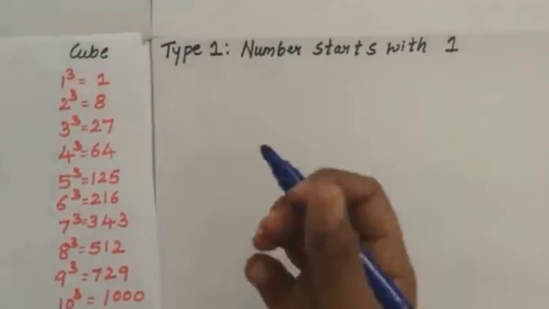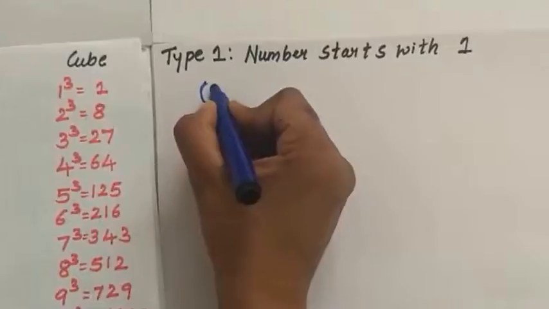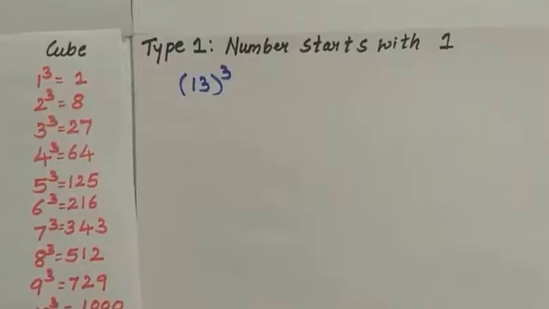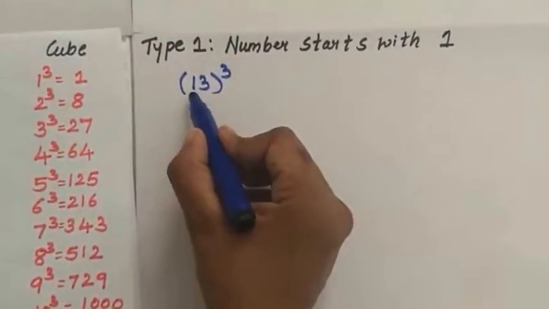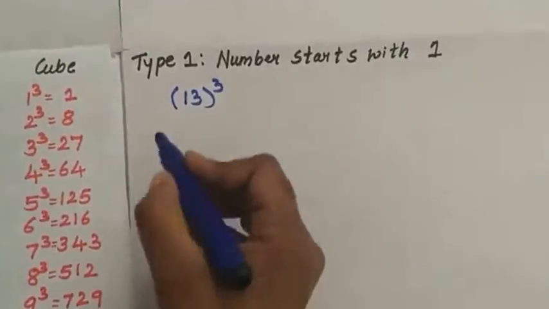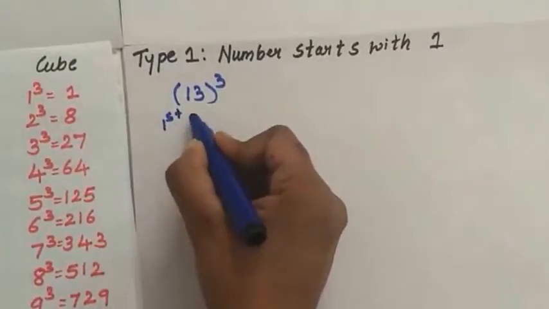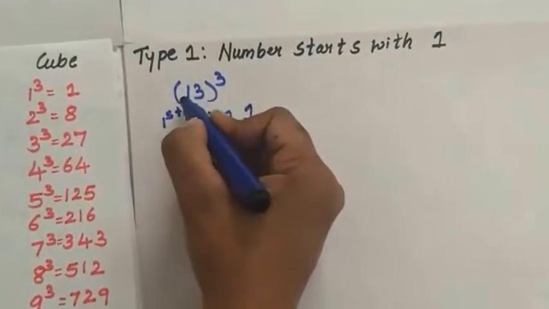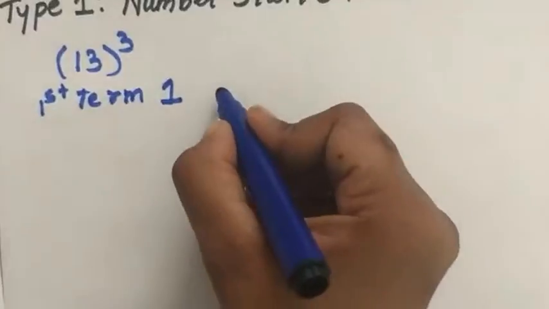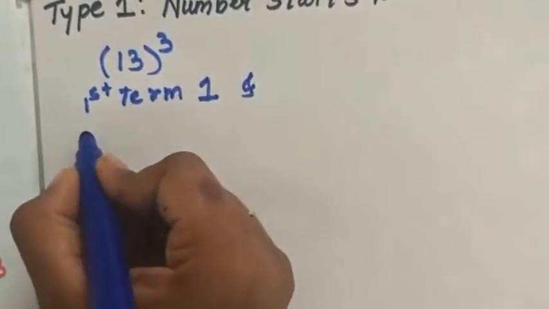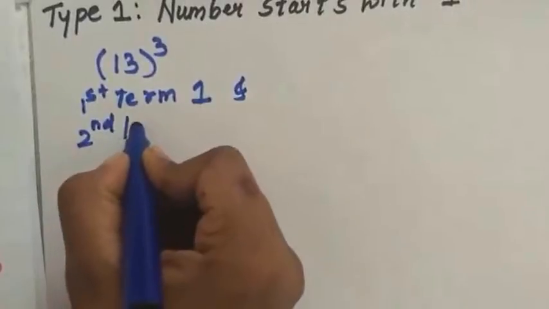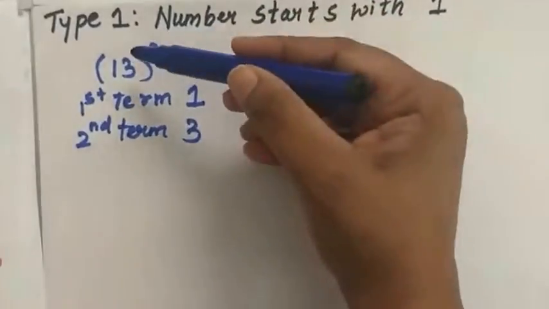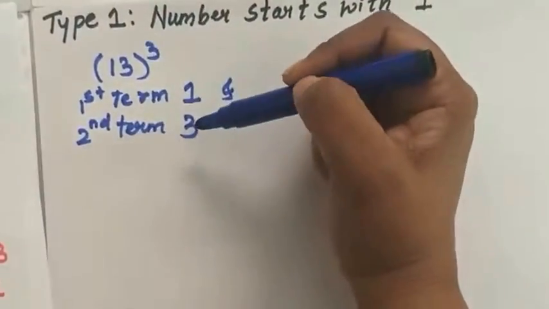So let us consider the number as 13 cube. 13 cube, the number starts with 1. So here the first term I'm going to consider as 1, and the second term is 3. So your first term is 1 and second term is 3.